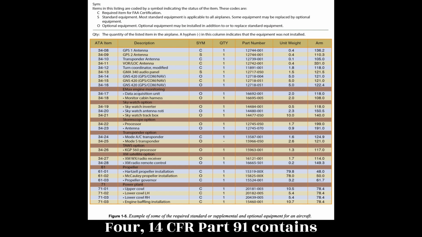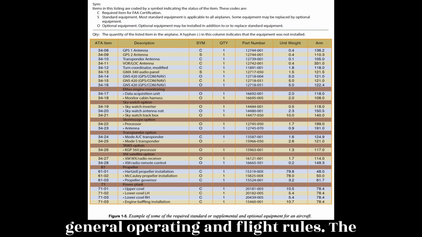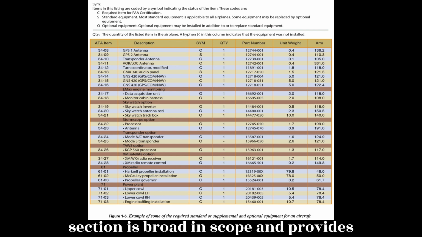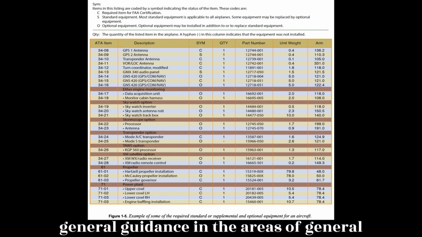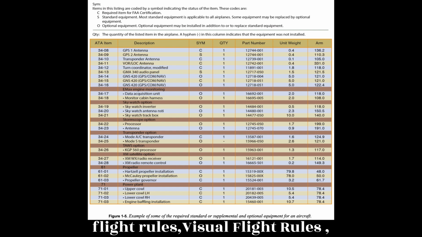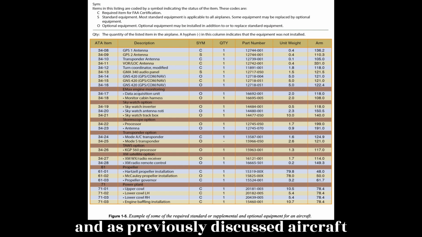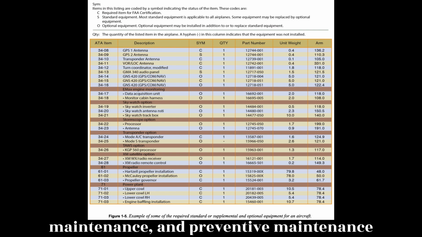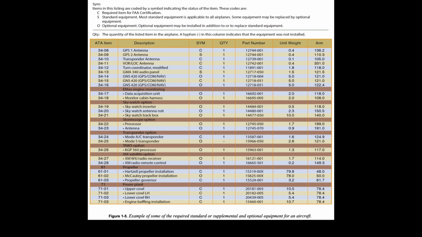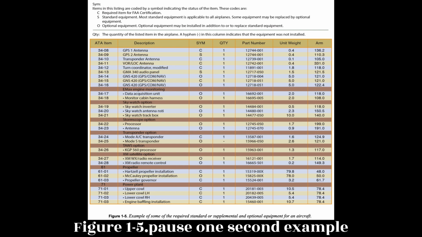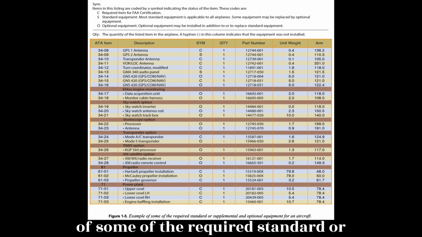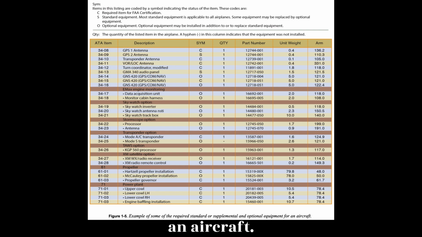4. 14 CFR Part 91 contains general operating and flight rules. The section is broad in scope and provides general guidance in the areas of general flight rules, visual flight rules, VFR, instrument flight rules, IFR, and as previously discussed, aircraft maintenance and preventive maintenance and alterations. End of page 1-4. Figure 1-5. Example of some of the required standard or supplemental and optional equipment for an aircraft.